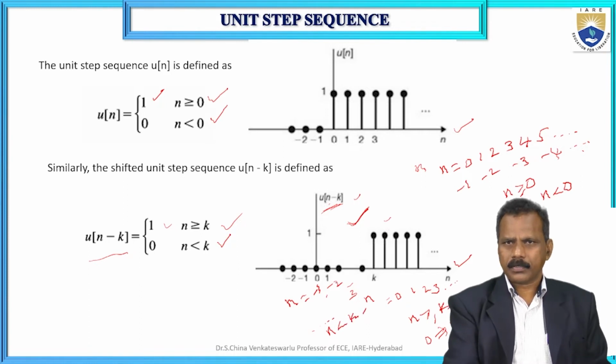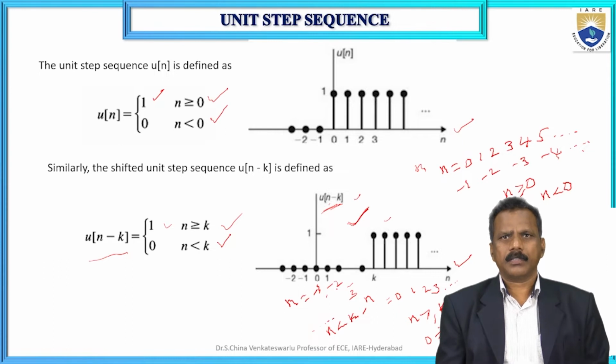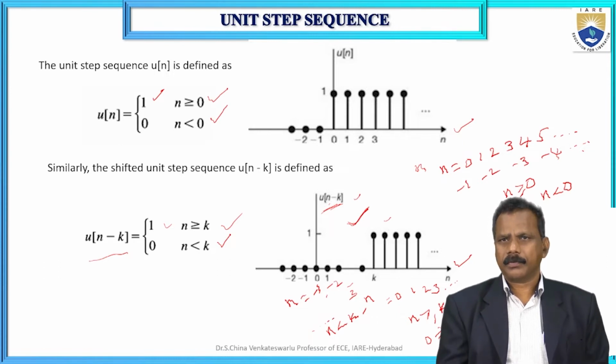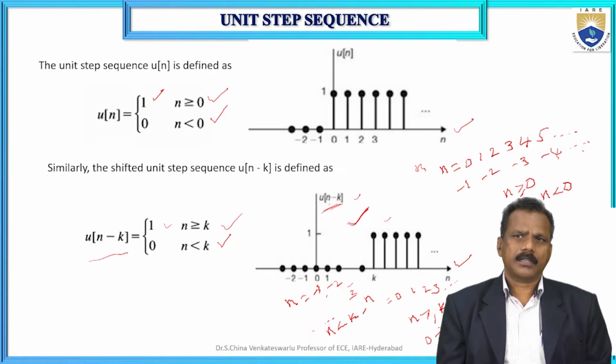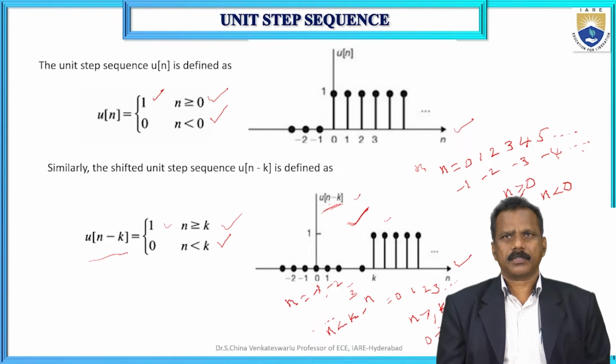So go on substituting all these values. The shifted unit step sequence u of n minus k is defined in a mathematical formula and graphically. So we have to represent the unit step sequence. This is required for signal manipulation, signal strength, and accuracy of signal information. We will try to verify using this type of sequence.